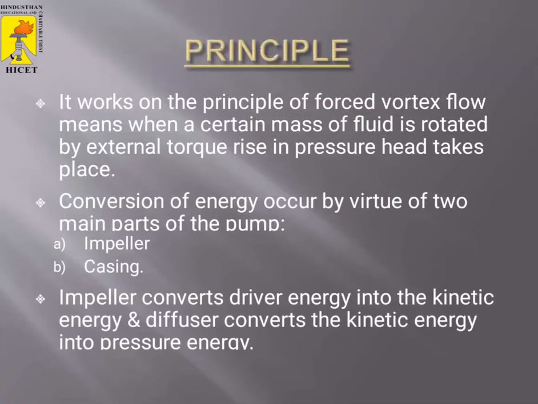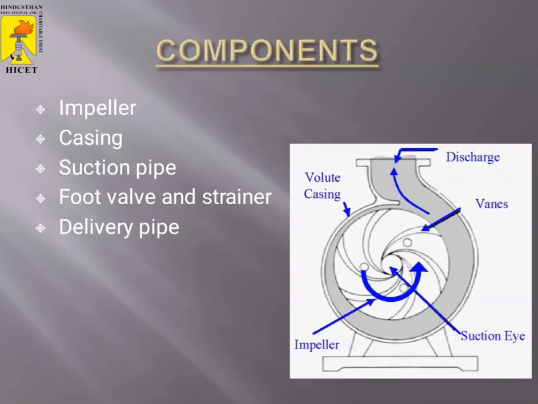The principle of centrifugal pump working condition is forced vortex flow, which means when a certain mass of fluid is rotated by external torque, a rise in pressure head takes place, and conversion of energy occurs by virtue of two main parts of the pump. One is the impeller and the other one is the casing. The impeller converts driving energy into kinetic energy and the diffuser converts the kinetic energy into pressure energy. The components of centrifugal pumps are impeller, casing, suction pipe, foot valve and strainer, and delivery pipe.